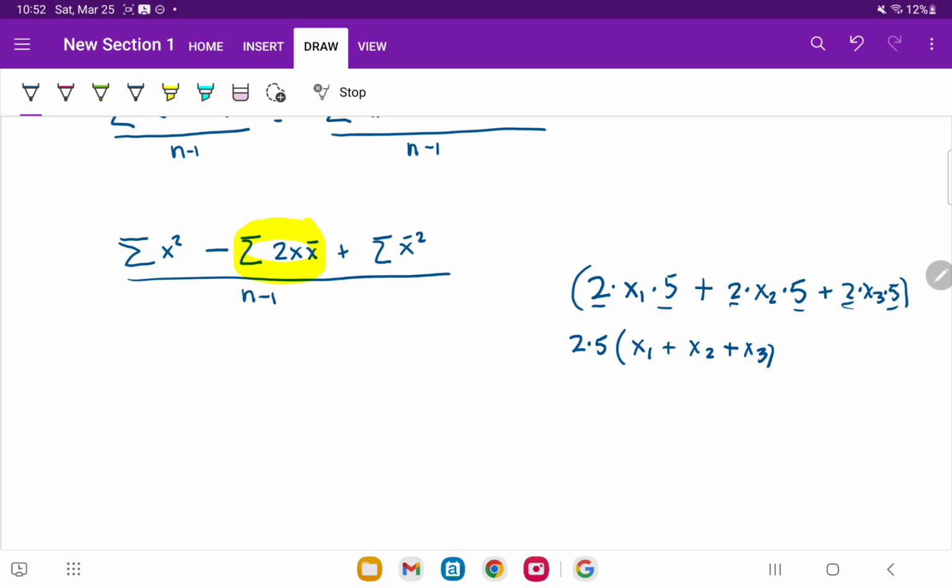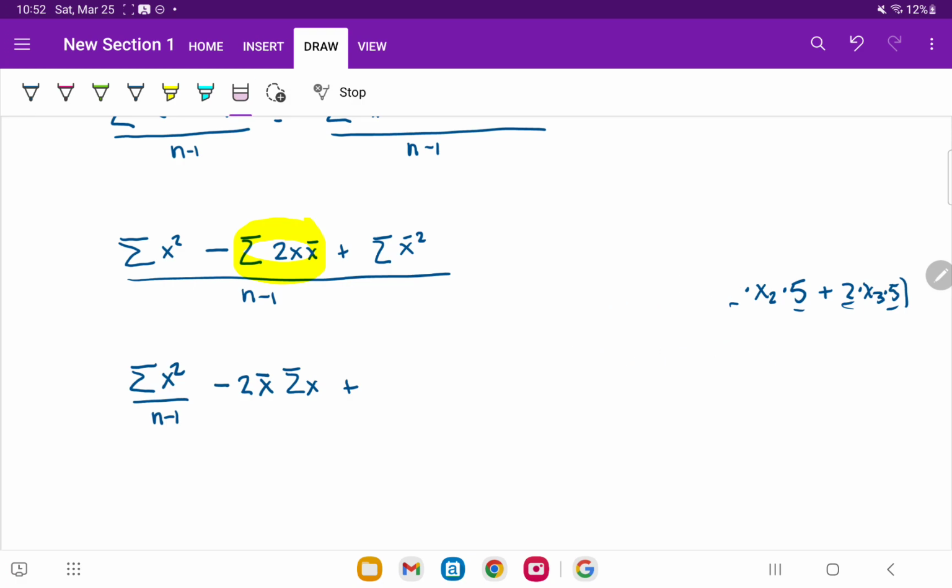The 2 is a constant, and the x bar is also a constant because it's the mean of all the data. It's the same number all the time. So I can factor them out from this sum. Whoops, need a sum in there. Okay. So that's the first thing I'm going to simplify.